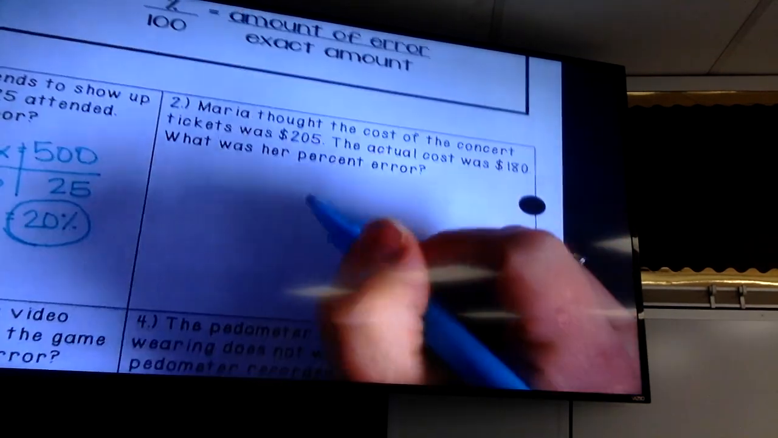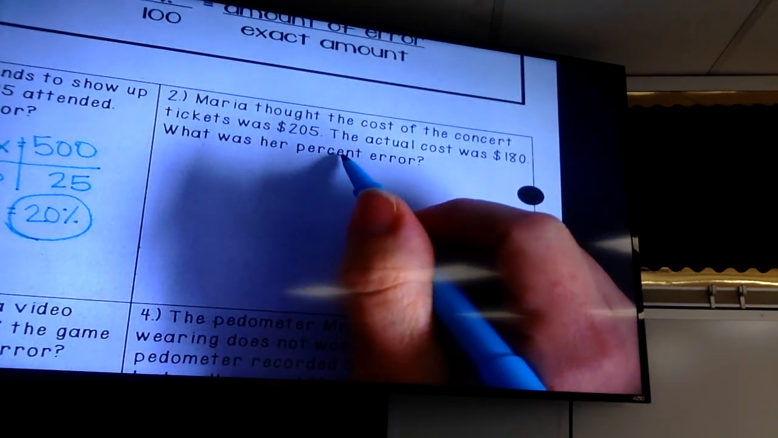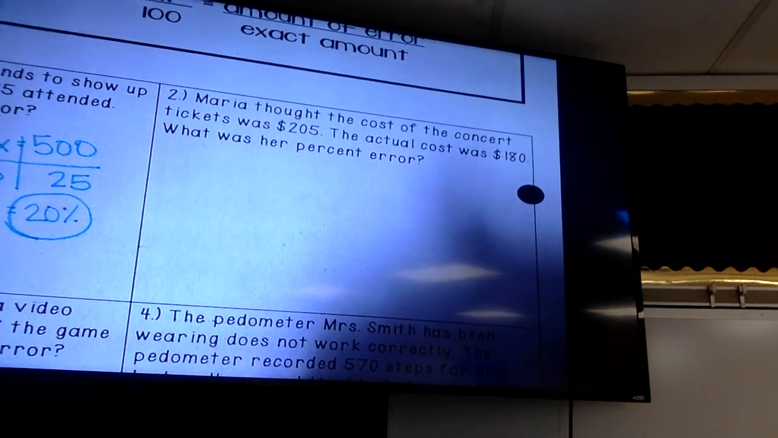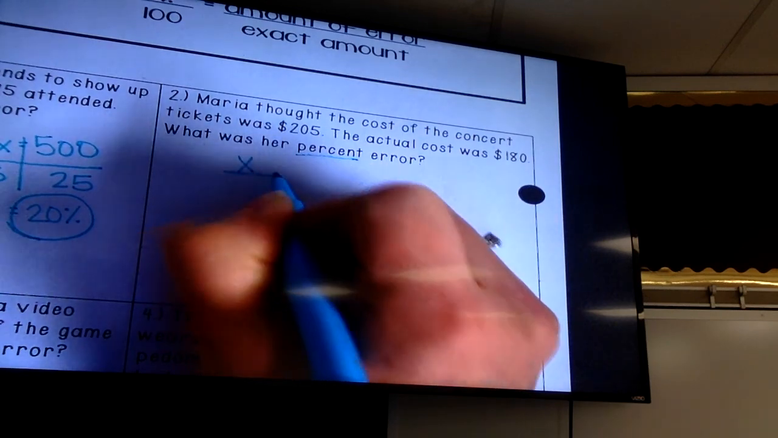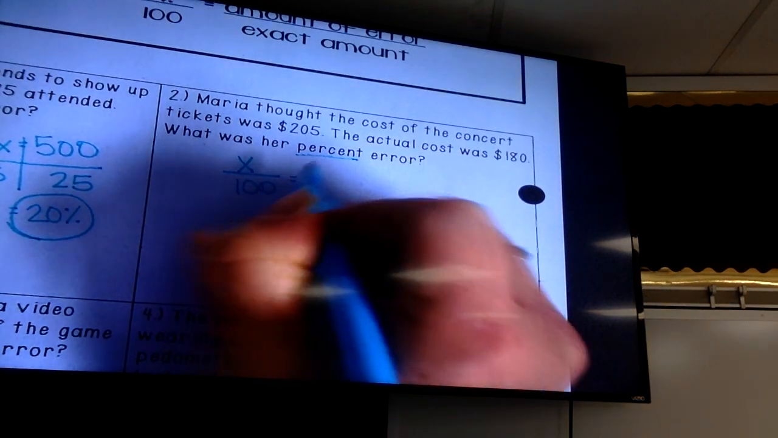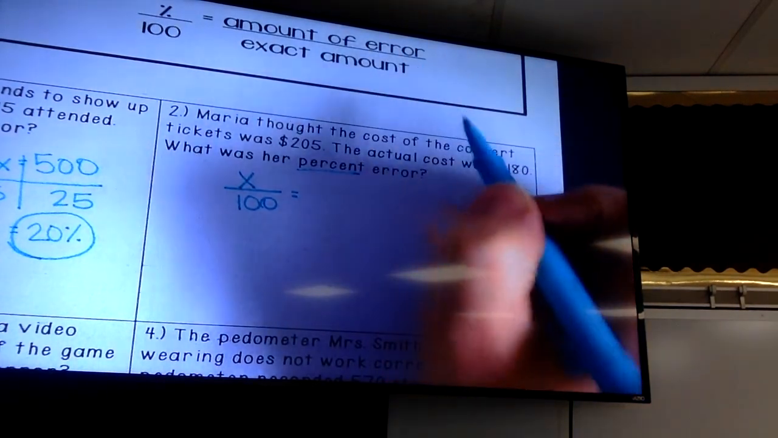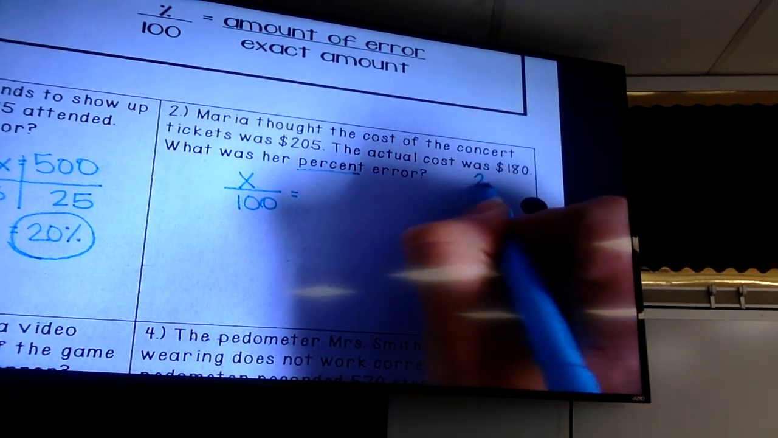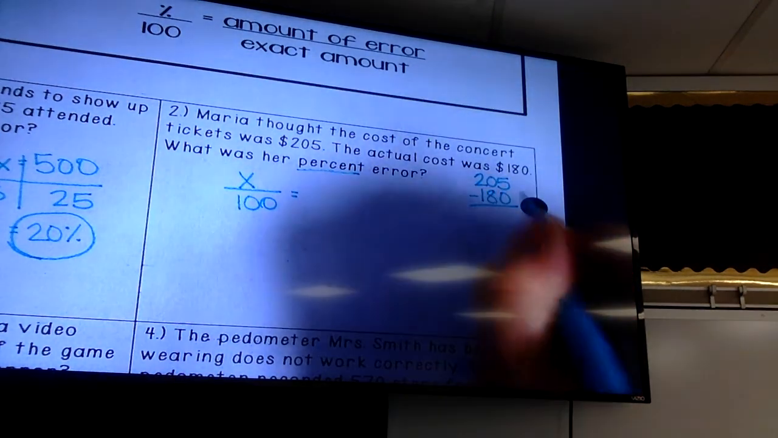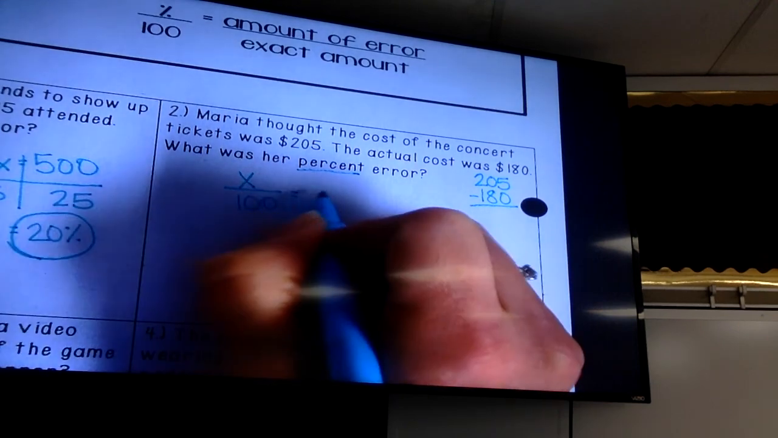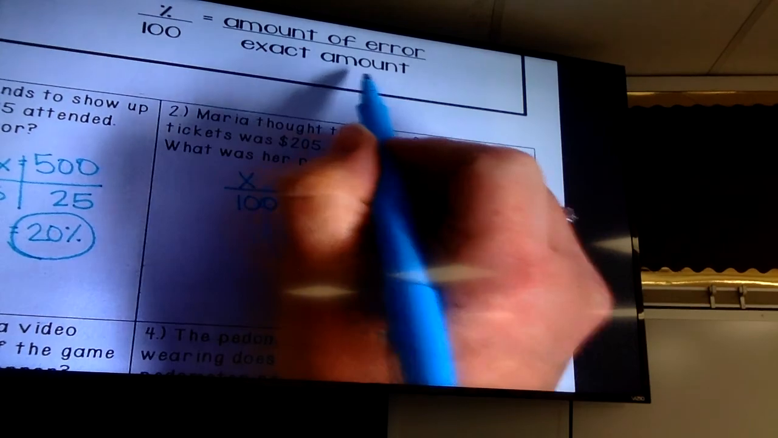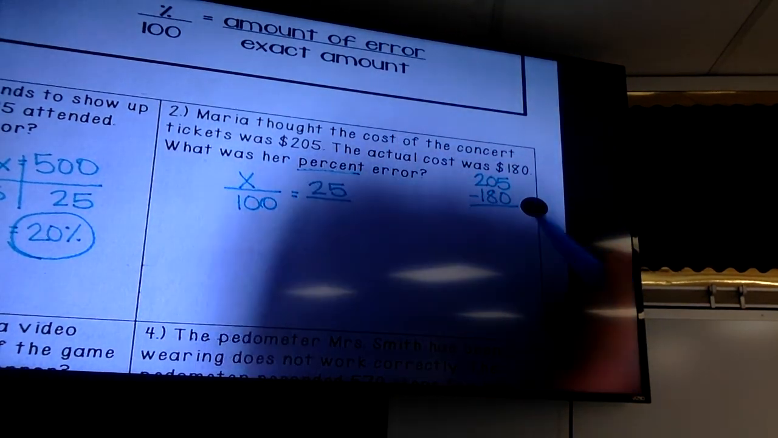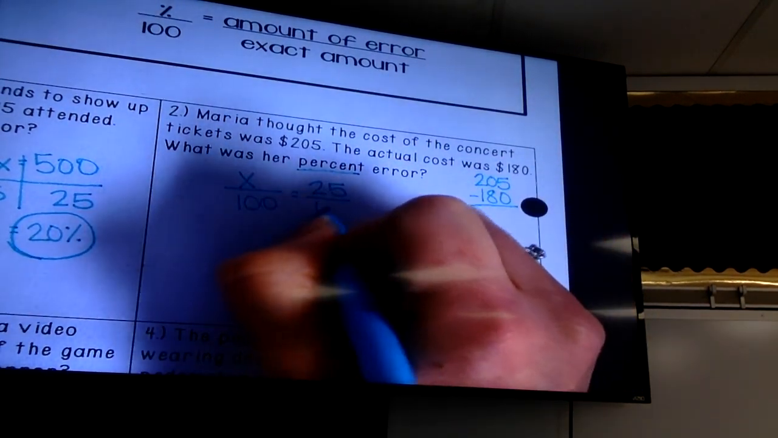Maria thought the cost of the concert tickets was $205. The actual cost was $180. What was her percent error? So we're trying to figure out her percent. So we do x over 100 equals, okay, amount of error. How far was she off? Well, she thought 205, but it was really 180. So if I subtract those, that'll tell us how much she was off by. She was off by $25. Okay, and then the bottom is the exact amount. How much was it really? It really was $180.